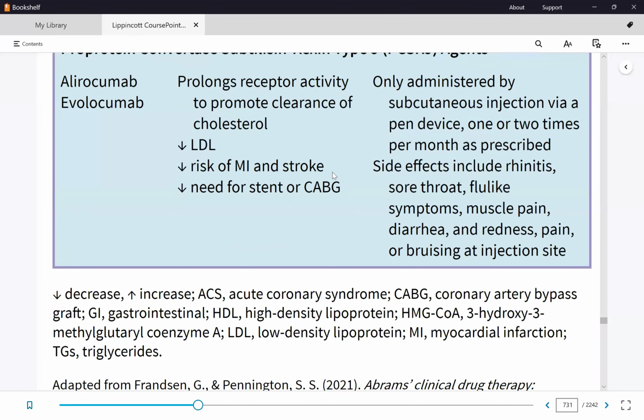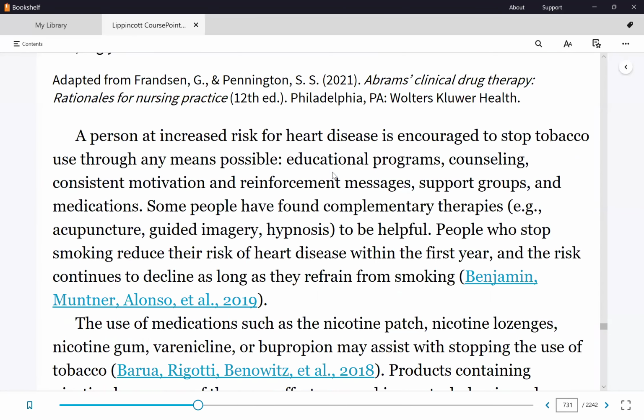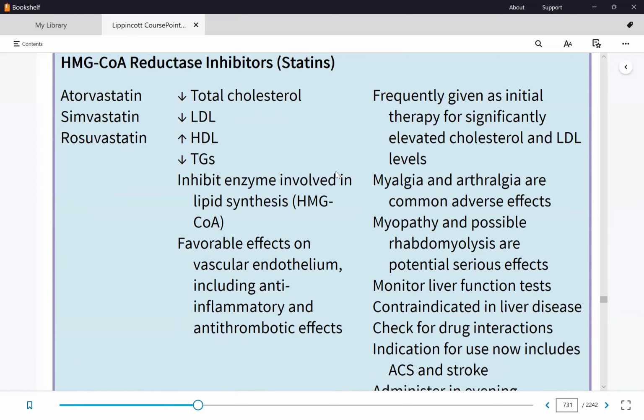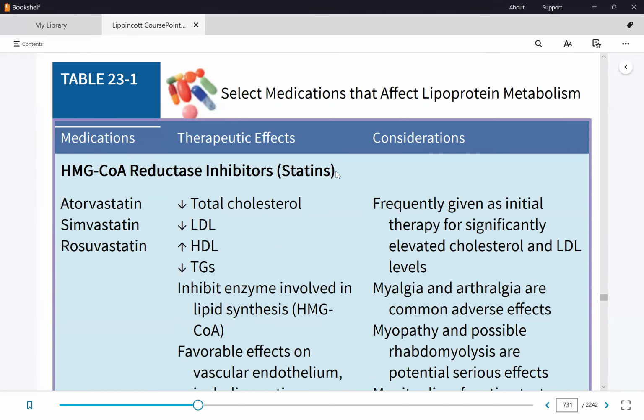Professor, is it the same medication we use for blood pressure? No, this is only for cholesterol, to lower cholesterol.